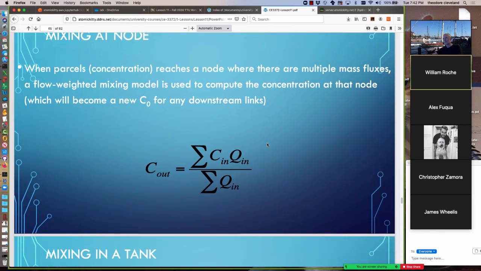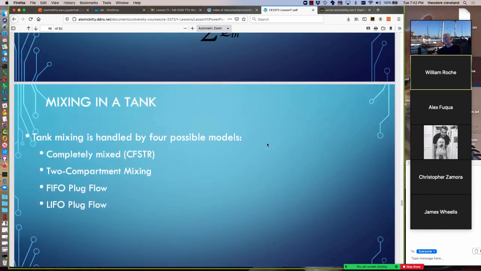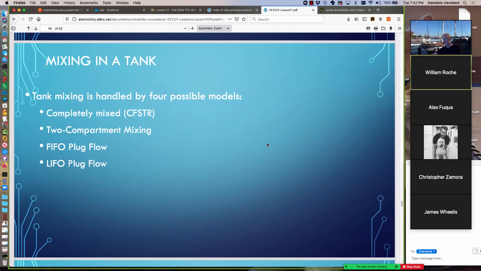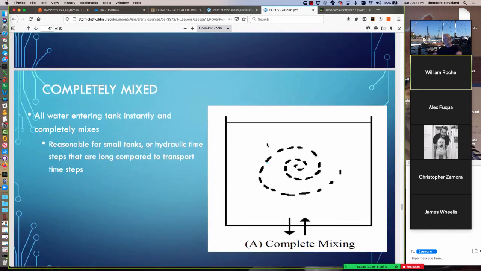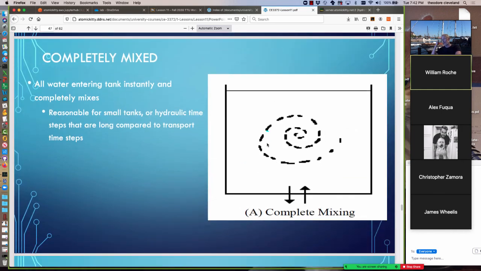When we get to tanks, there's 4 main mixing models that are implemented in the program. One is completely mixed, a second is called 2-compartment mixing, a third is first in, first out, the fourth is last in, first out. The completely mixed is the one that we would commonly think of ourselves, and as mass enters the tank, it miraculously is uniformly distributed throughout the entire tank.